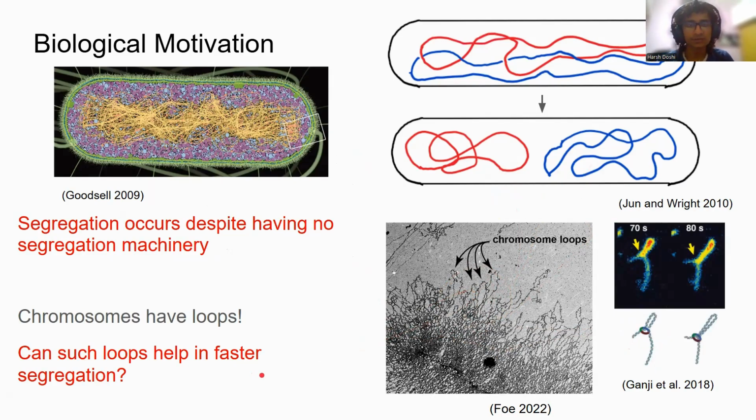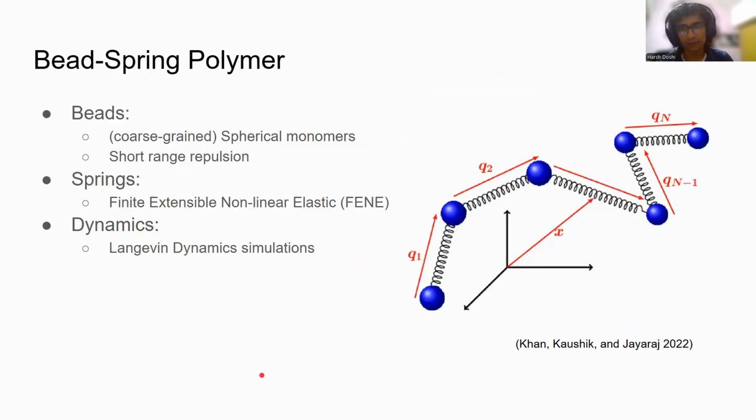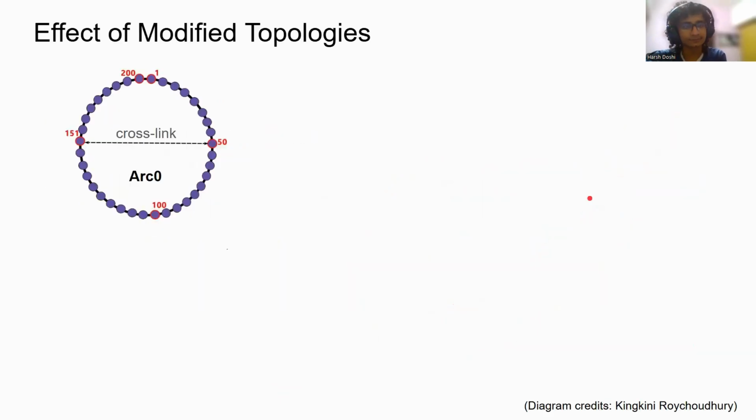So in order to answer this question, we perform simulations of these polymers where our polymer is modeled as a bead spring polymer. Each of the monomers is taken as a spherical bead with short range repulsion between them such that they cannot overlap at the same place. And consecutive beads are connected via springs such that the polymer remains connected along the contour. This polymer is evolved in time using the Langevin equation via a process called Langevin dynamics.